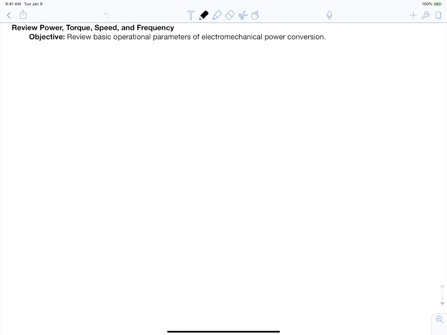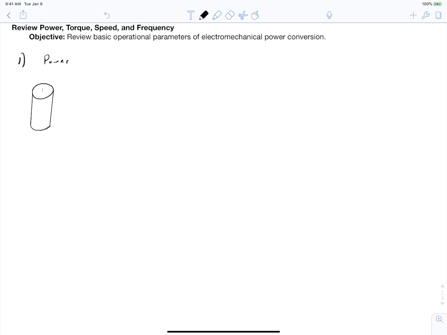The objective of this video is to review basic operational parameters of electromechanical power conversion. Specifically, we're going to be targeting two things. The first is the relationship between mechanical shaft power, electromagnetic torque, and rotational speed. And the second is the relationship between shaft speed, or rotor speed, and electric frequency.